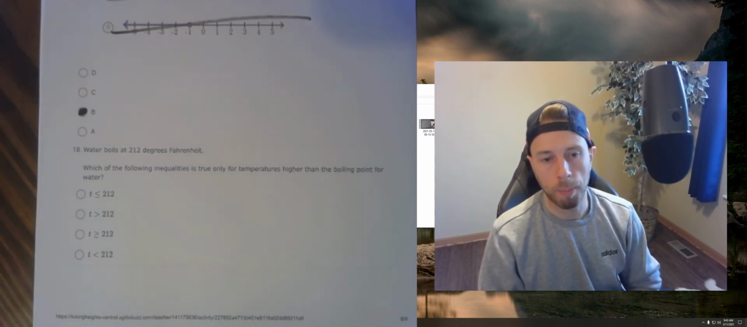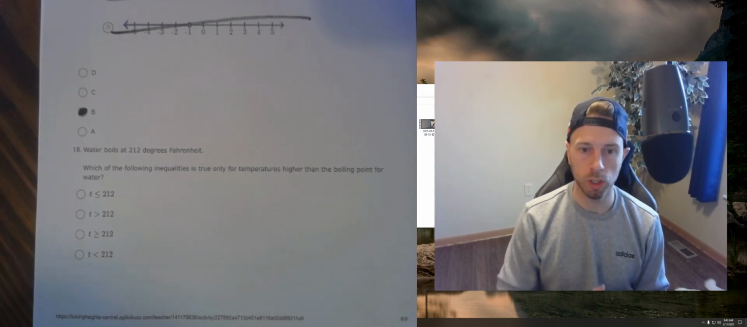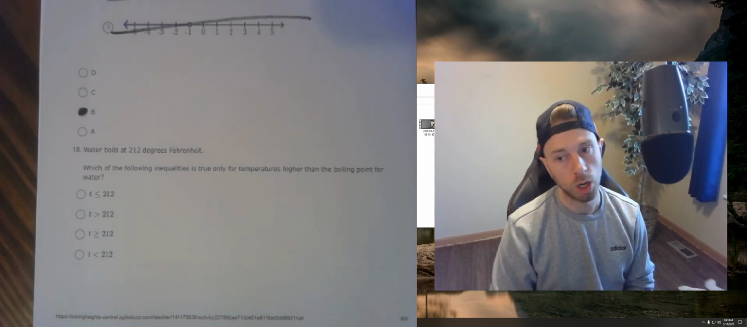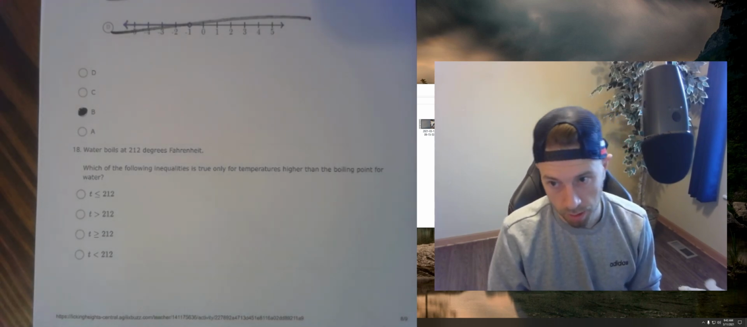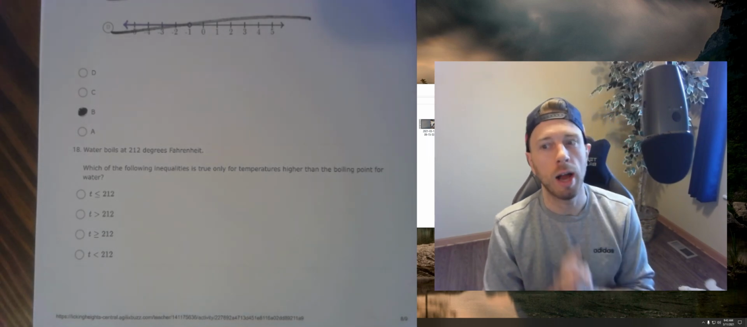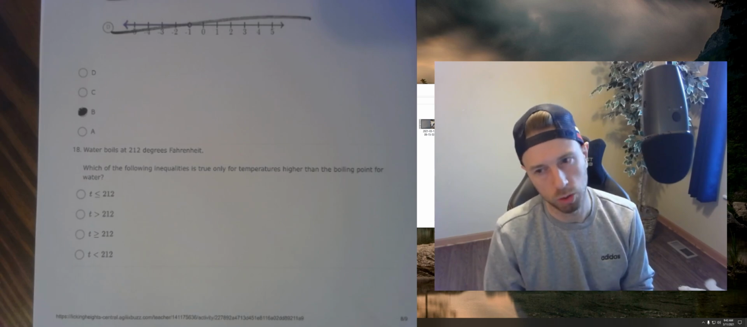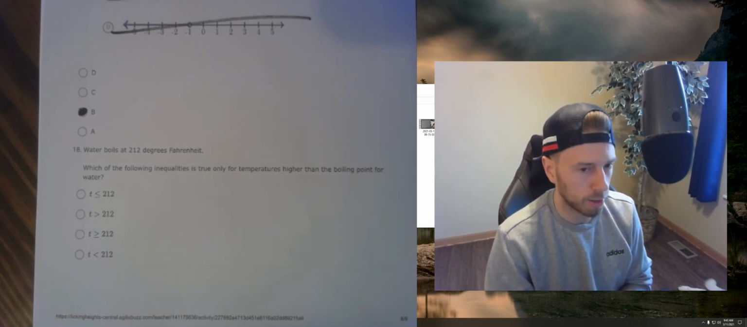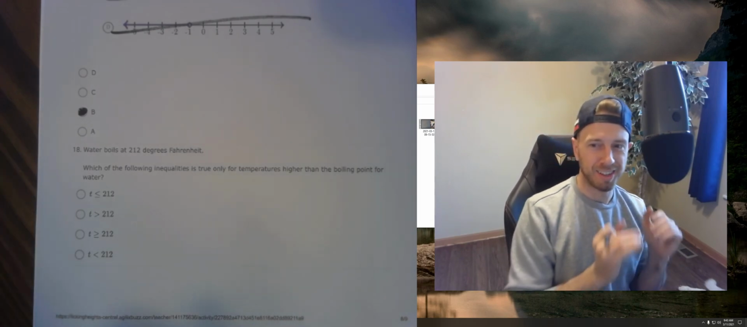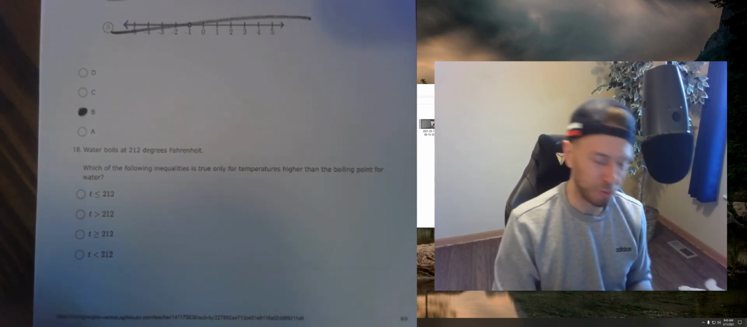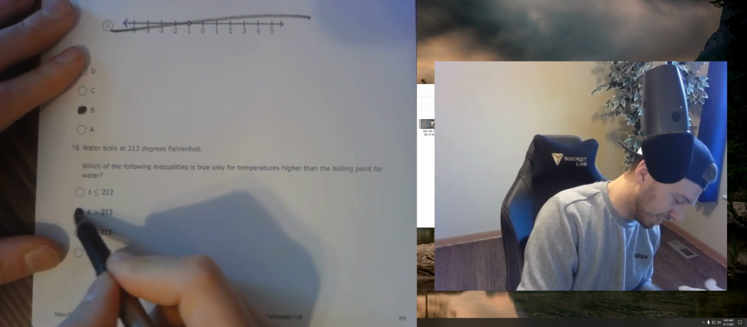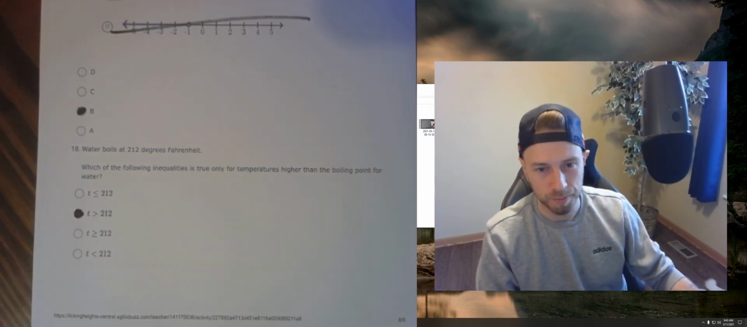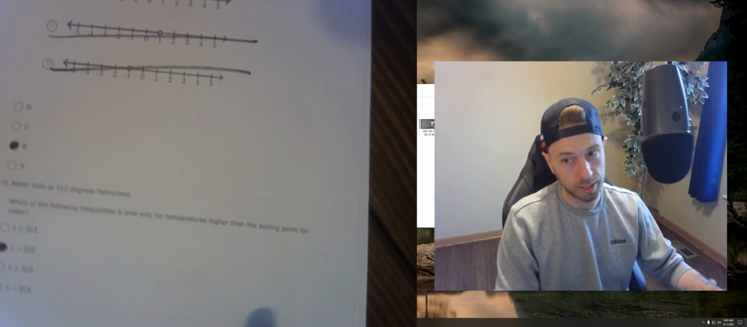Number 18, water boils at 212 degrees Fahrenheit. Which of the following inequalities is true only for temperatures higher than the boiling point? So we're looking for temperatures higher than the boiling point, which is 212. I need numbers higher than 212. Numbers greater than 212. The temperature is greater than 212, and that one is T is greater than 212. Cannot be equal to it. It says it has to be greater than it.